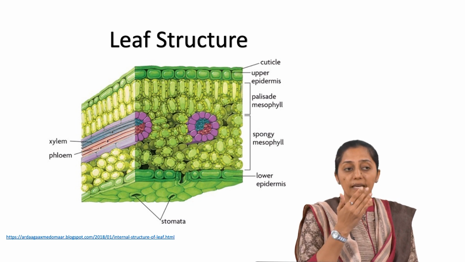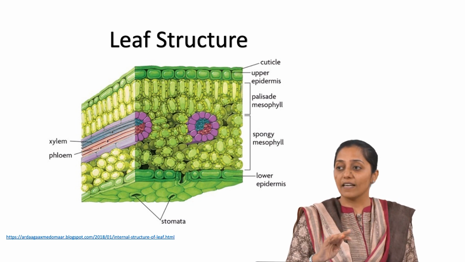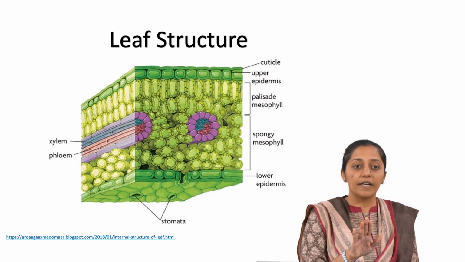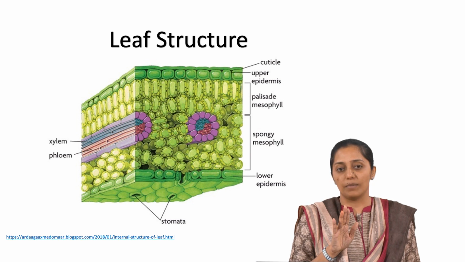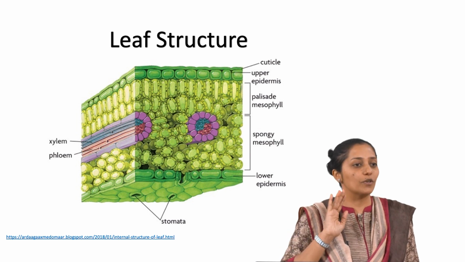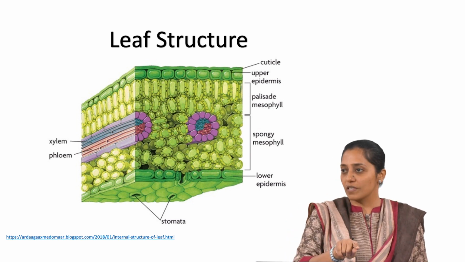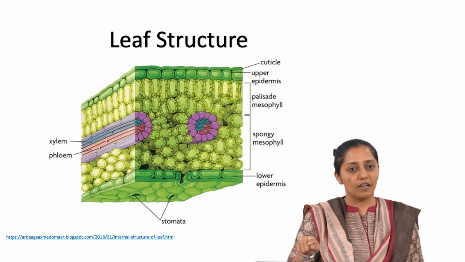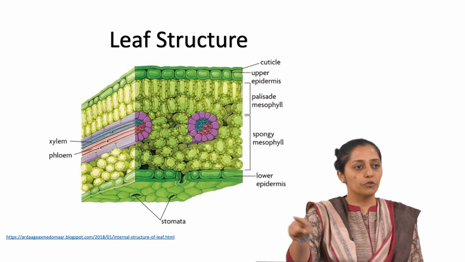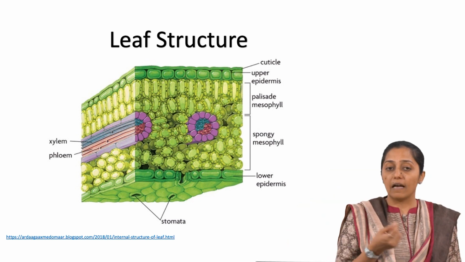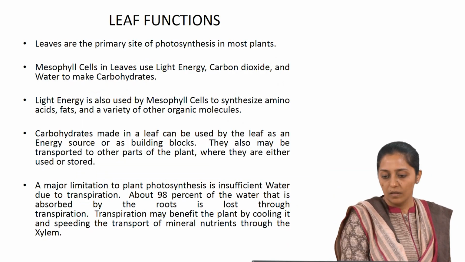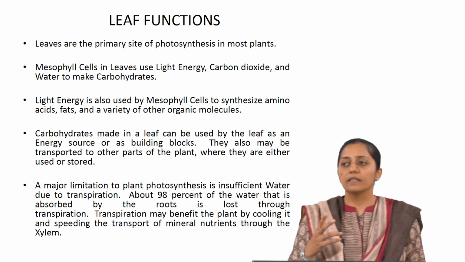Now, see, very nicely nature has made this. The site for carbohydrate or sugar synthesis has been made close to the vascular bundle, so that it can be transported. That is the source, and then it has to be transported into the phloem for movement to different parts of the plant. And your lower epidermis will have openings called stomata.